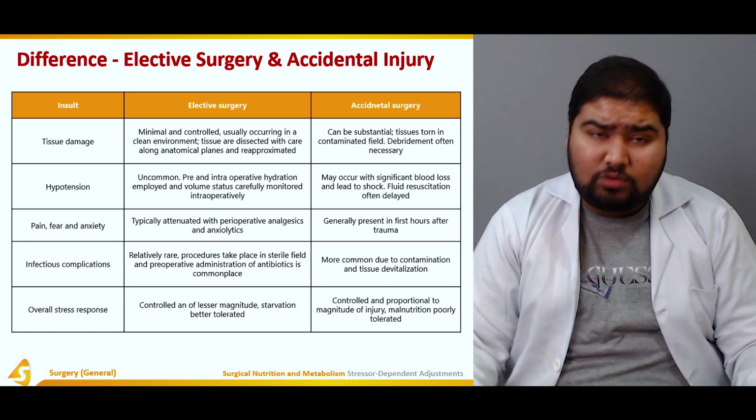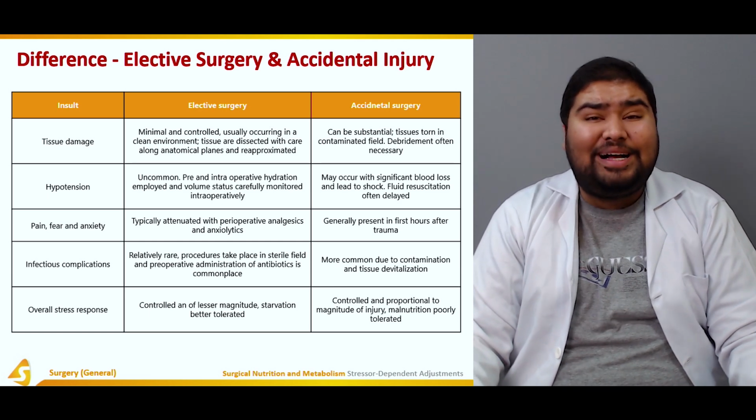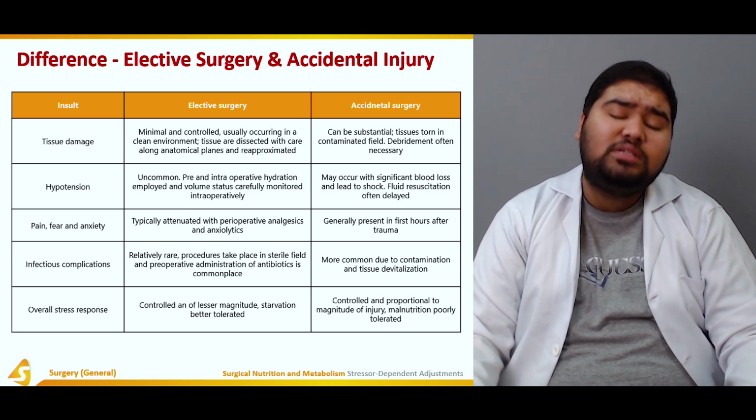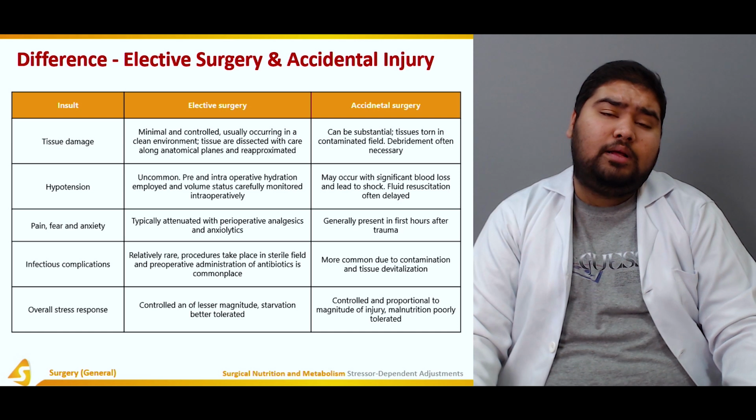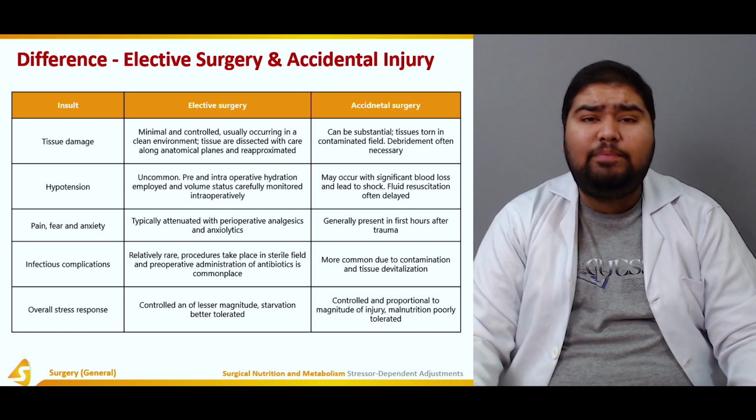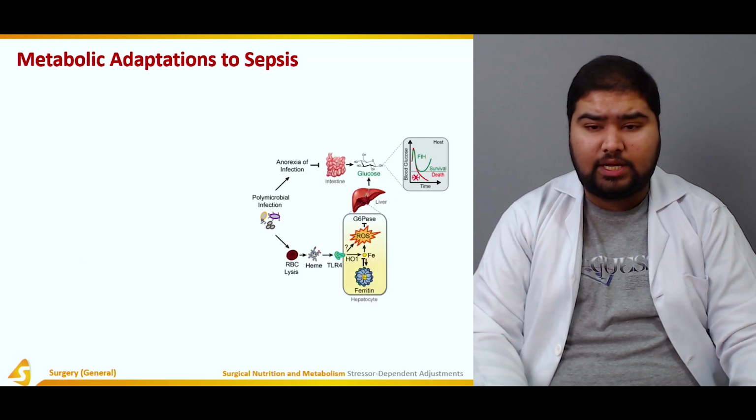Again, you need not memorize this table, but understand it so that you have a concept and grasp of the difference between elective and accidental surgery and the type of stressor they provide to the body.